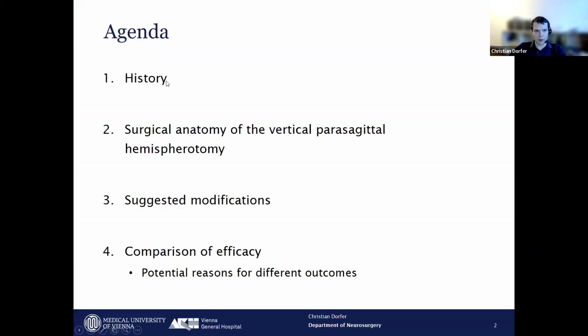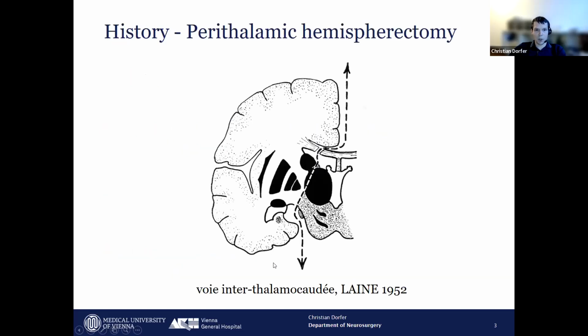I will talk briefly about the history, which is brief but important. Then go through the surgical anatomy of the vertical parasagittal hemispherotomy technique as suggested by Delalande. Then talk about suggested modifications to it, and then the efficacy with regard to seizure outcome and potential reasons for different outcomes.